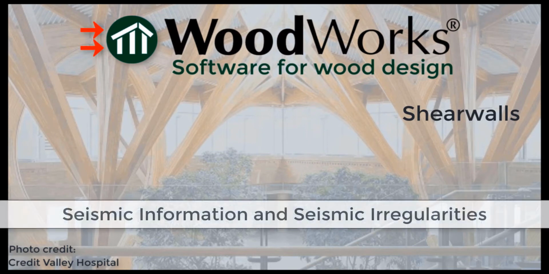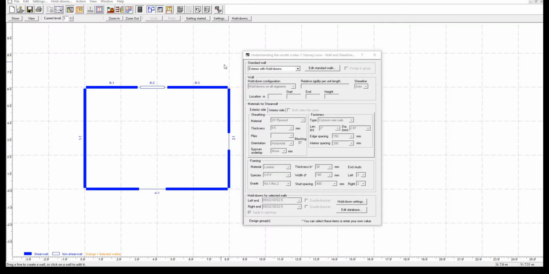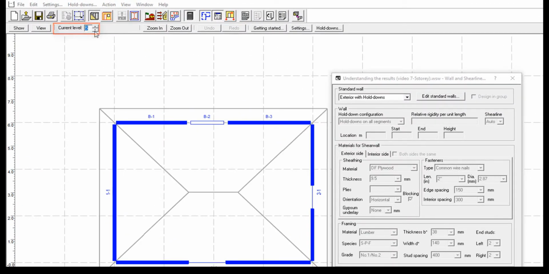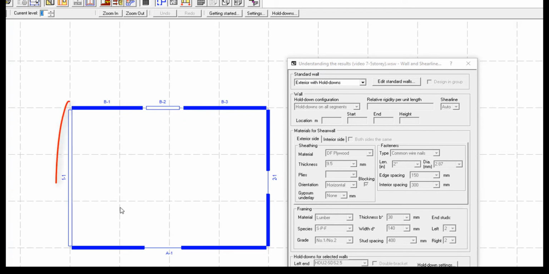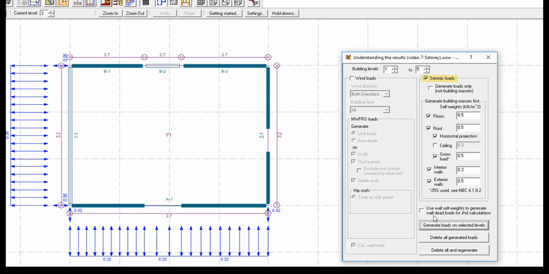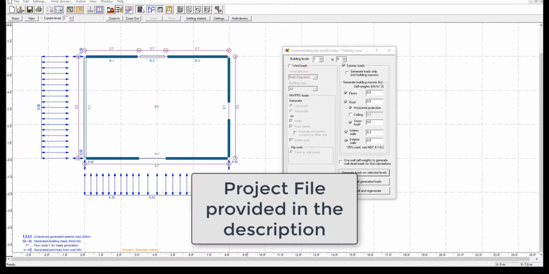In this last video of the series, we will explain the seismic information and seismic irregularities tables from the design results. Using the same model from previous tutorials, we have added 4 additional stories and modified the configuration of wall 1-1 on level 3 for the purpose of this example. Since the main topic of this video is related to the seismic design, we will only generate seismic loads. The project file is available in the description below.